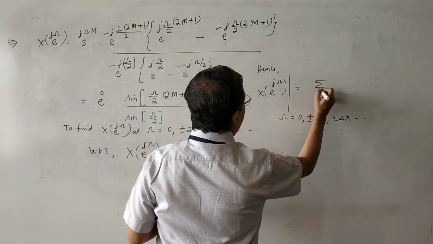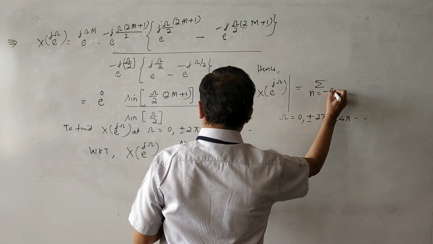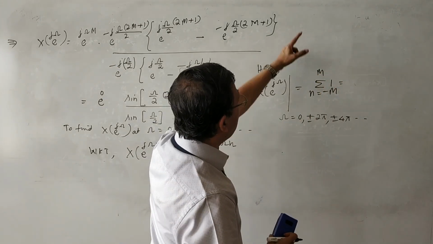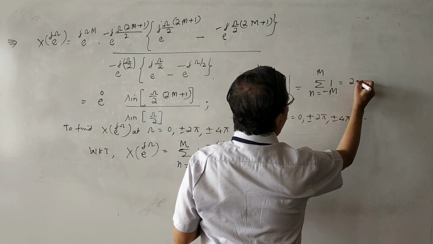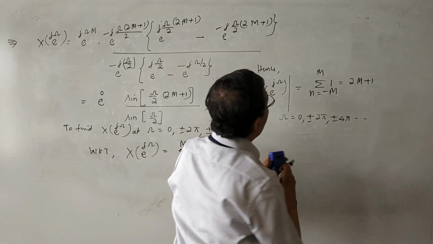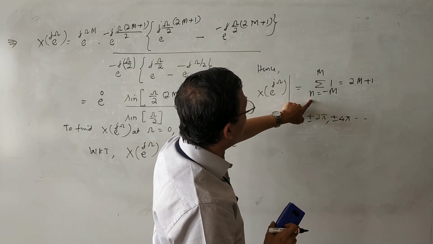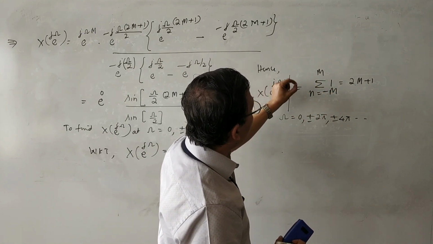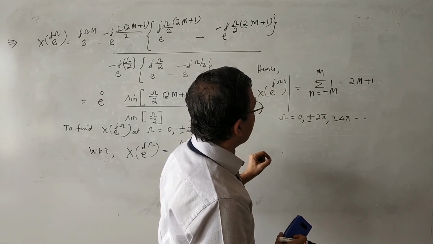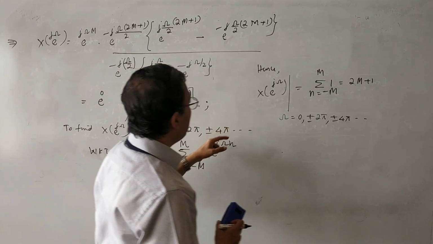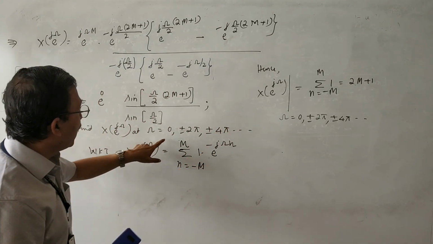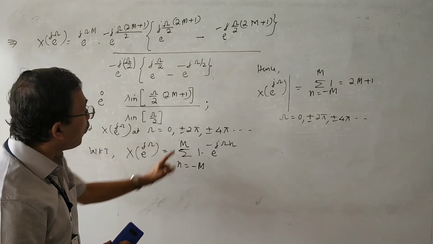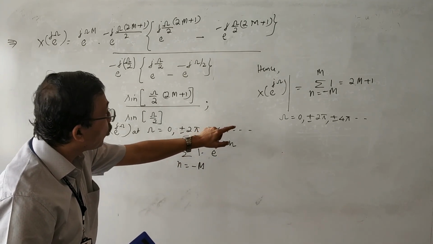You get summation n equal to minus M to plus M of 1. If you add 1 from minus M to plus M, you get the result 2M plus 1. Upper limit minus lower limit is 2M plus 1. Why that plus 1? Because there is a value n equal to 0. So this is the value of x of e power j omega at omega equal to 0, plus minus 2 pi, plus minus 4 pi, and so on.